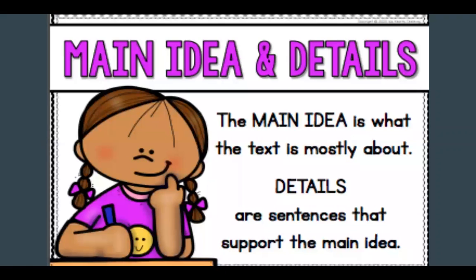We talked about main topic or main idea. It's the same thing, really. And think about what that means. The main idea is what the text is mostly about. So what do they want you to try to understand? What do they keep talking about in the story? And the details are sentences that support the main idea. So what are the most important pieces of information that they want you to use to talk about the main idea?